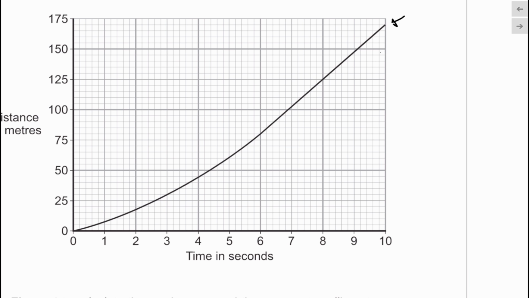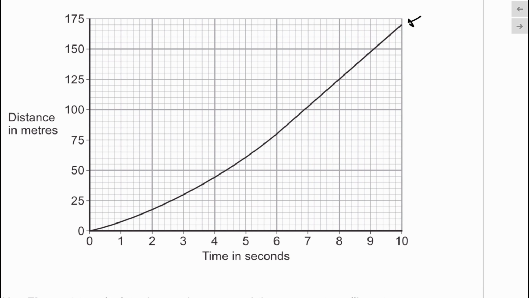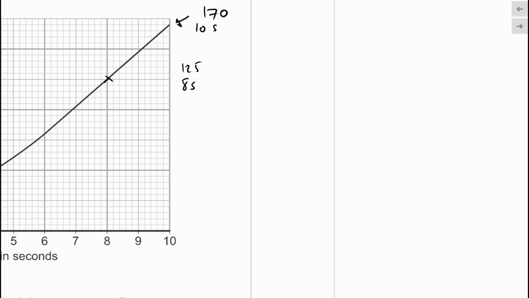This first one, okay, well, what is the distance in meters? The distance in meters, well, it's 4 out of 5 between 150 and 175. And so that means that each square is 5, and 4 fives are 20 on top of 150, so that's 170. Okay, and where is it on the x-axis? And that's 10 seconds. Okay, now this point here, it's on 125, and 8 seconds. Okay? Now for the gradient of the graph, it's the change in y over the change in x.